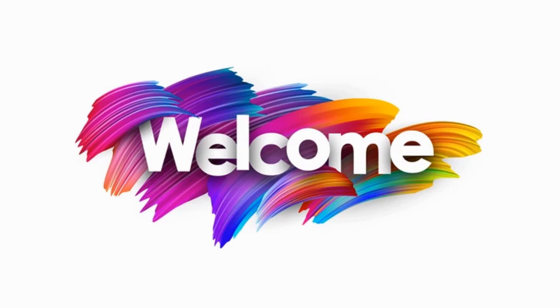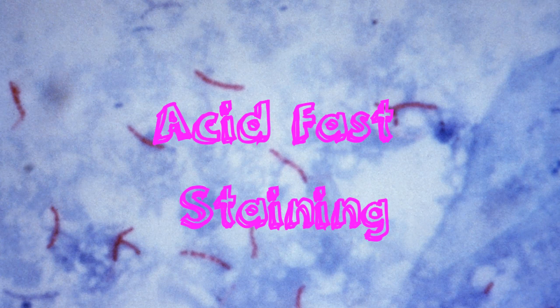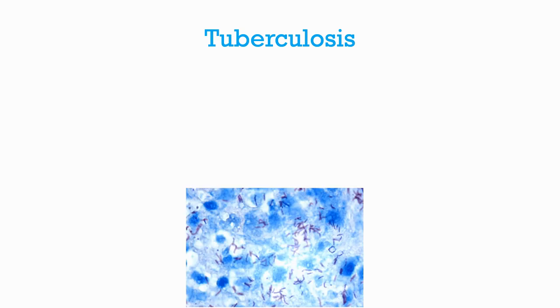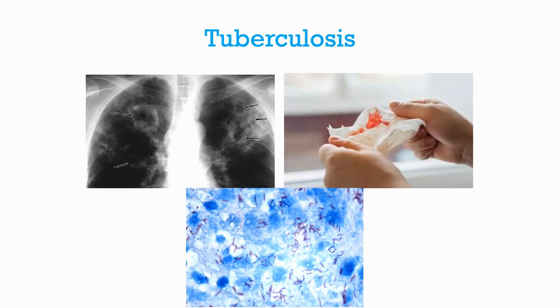Hello, welcome back. In this video, we will cover the acid-fast staining principle and procedure. Acid-fast staining is used to identify some specific bacteria that do not stain well with gram stain. Clinically, the most important application of this stain is to detect Mycobacterium tuberculosis in sputum samples to confirm or rule out a diagnosis of tuberculosis in patients.